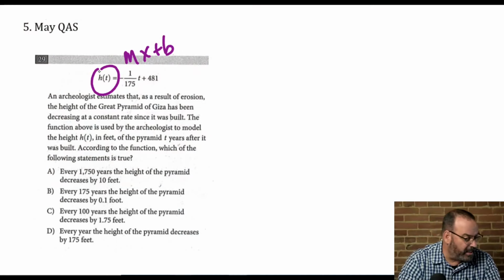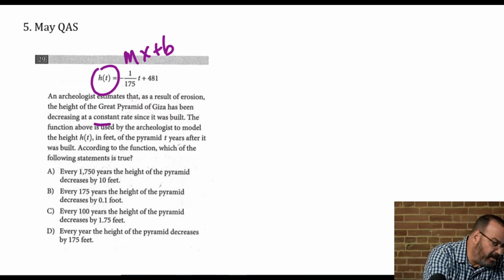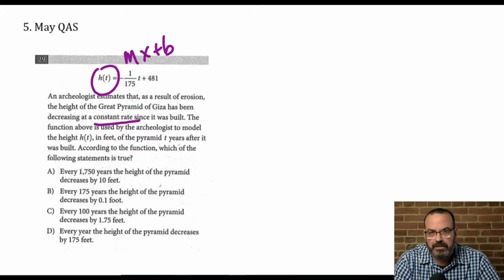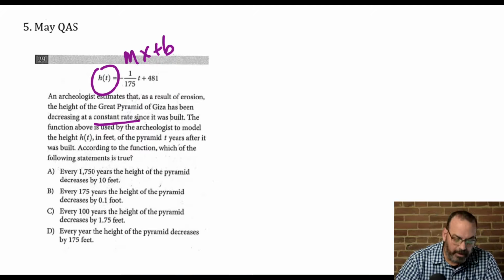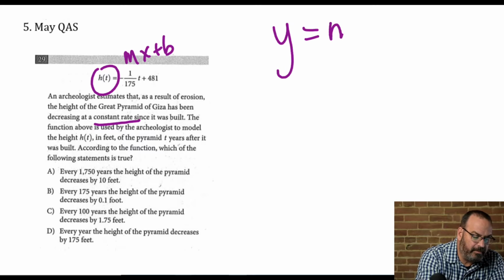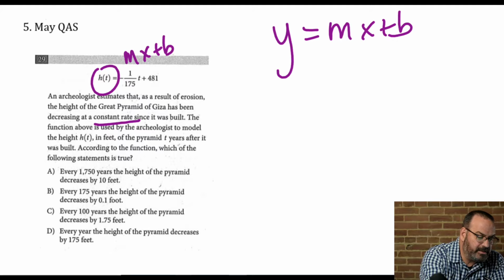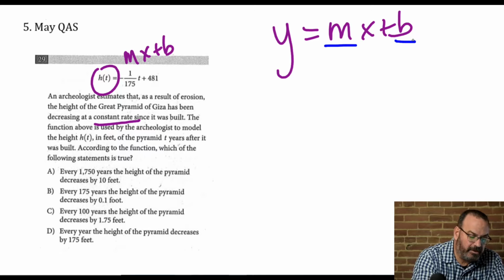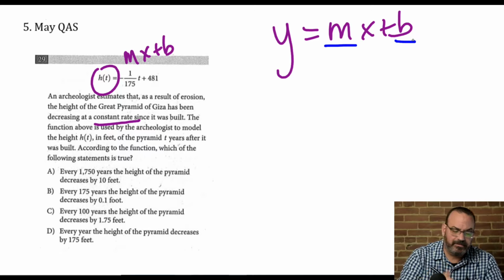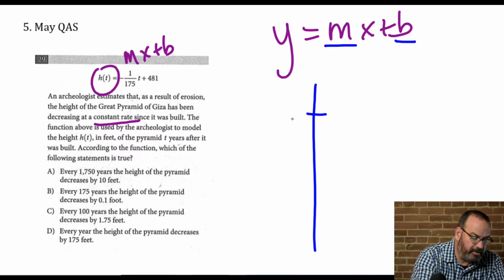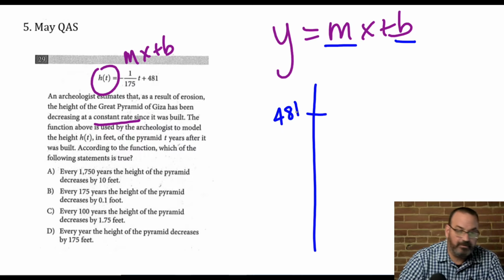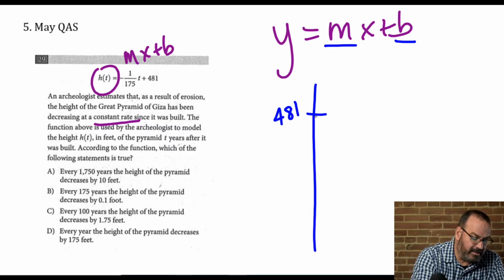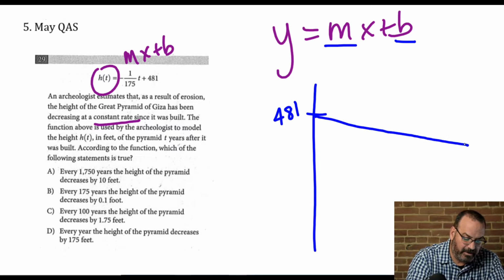This one says an archaeologist estimates that as the result of erosion, the height of the Great Pyramid of Giza has been decreasing at a constant rate. The reason I picked this problem is because it said constant rate. Constant rate always means y equals mx plus b. And what is the constant rate? Your slope. What is the b? This is the starting point. So it's going down, negative, and there's a starting point. So the Great Pyramid of Giza at some point must have been 481 feet. And it is decreasing at a very slow rate.